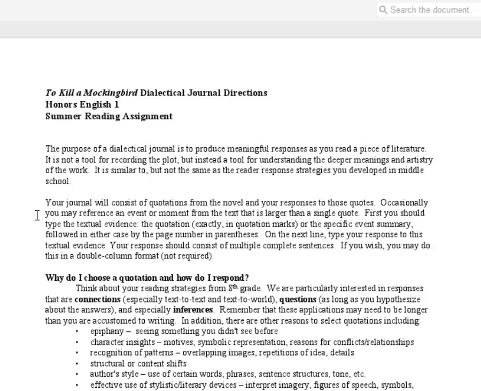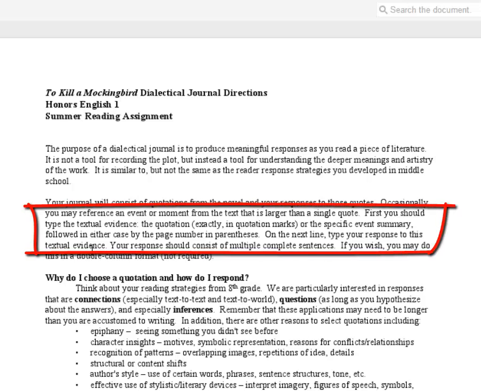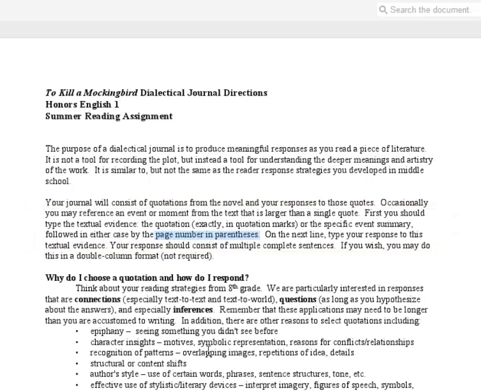Okay, looking at this one, let's see here, what's probably very helpful for you. Okay, first, this is just the formatting. First you should type the textual evidence, meaning give us that direct quotation, and then this is important because a lot of people forget this. You have to put the page number in parentheses, okay?